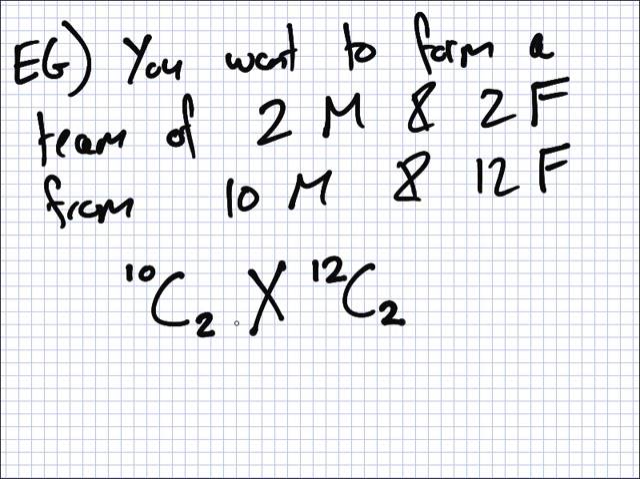Right. Can you take out your calculator and tell me what you get here for this one? What is it? 2970. So that's a lot of possible teams you can make. And obviously you don't care about the order in the team. So team ABCD is the same team as DCBA. Yeah? Okay. Right, so that's an okay one. But let's have a look at a trickier one. Write that one down.